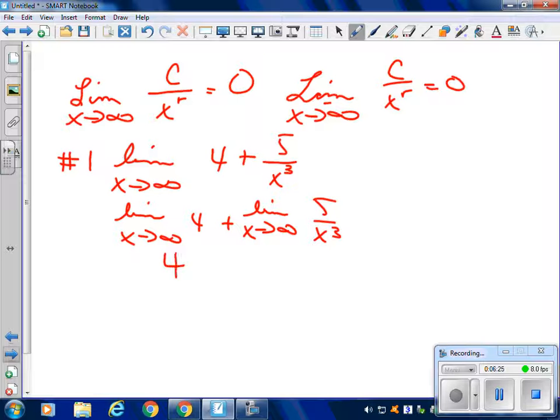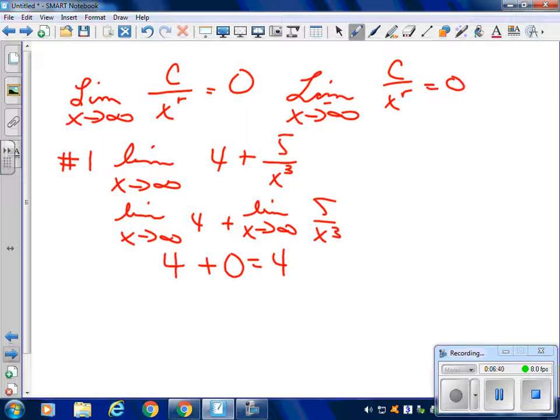But over here, I have a constant over a power problem. And a constant over a power problem is always 0. So the answer to this question is 4. Now, that's the calculus way of looking at it.